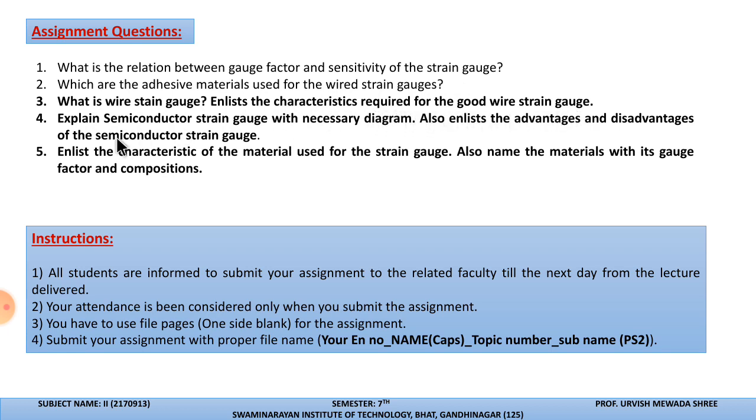The fourth question is: explain semiconductor strain gauge with necessary diagram. Also enlist the advantages and disadvantages of the semiconducting strain gauge material. Then enlist the characteristics of the material used for the strain gauge. Also name the materials with their gauge factor and composition.